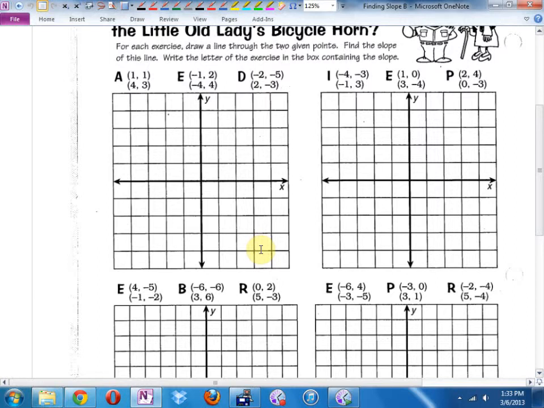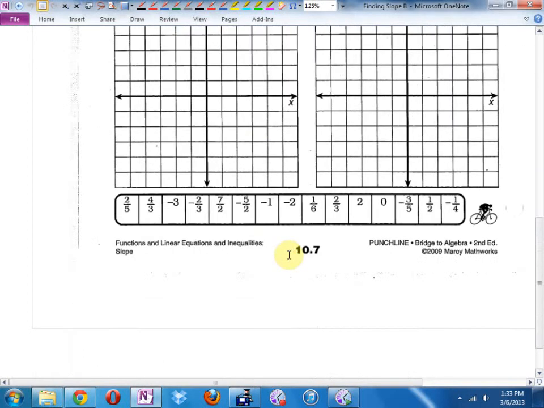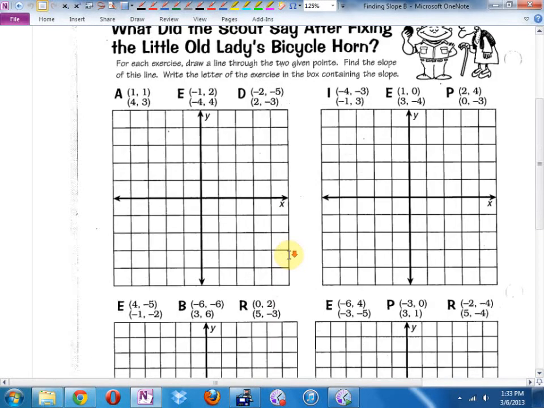Were there any of these that you were going, holy smokes, I cannot get these right, or I can't figure this out? Yeah. Finding slope B. So you ready?